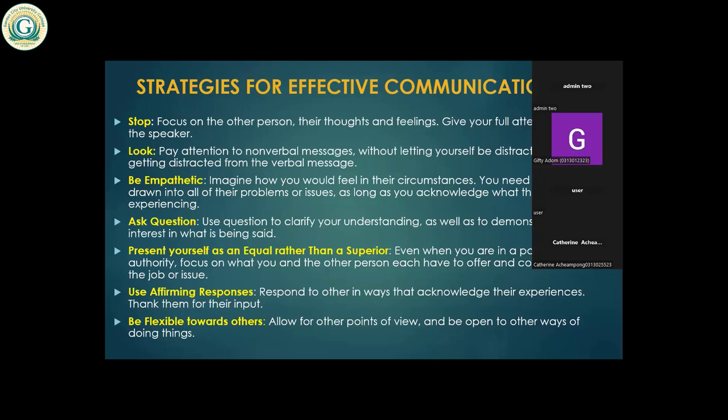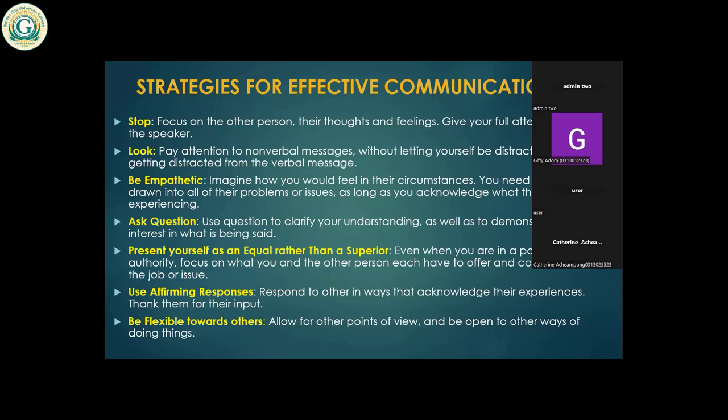Strategies for effective communication. You need to stop, look, be empathetic, ask questions, be present, use affirming responses, be flexible. Okay, so stop, and focus on the other person, their thoughts and feelings. Give your full attention to the speaker. Pay attention to nonverbal messages without letting yourself be distracted. Avoid getting distracted from the verbal messages.